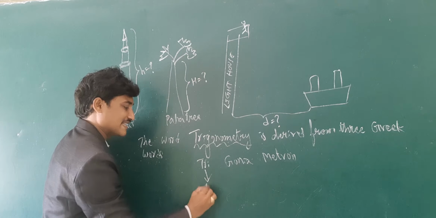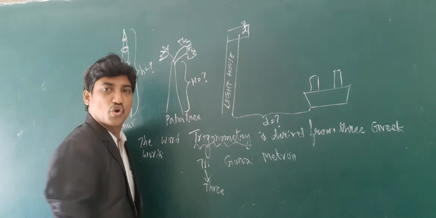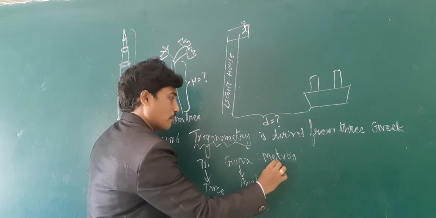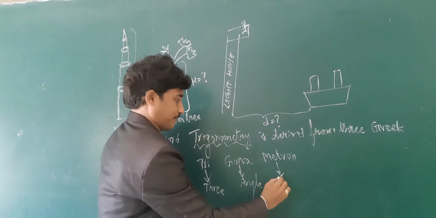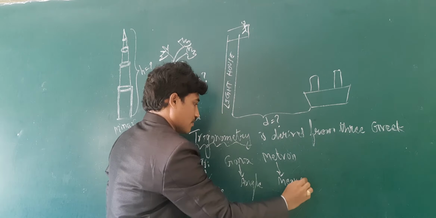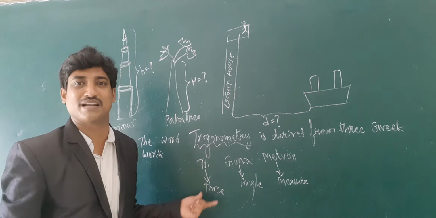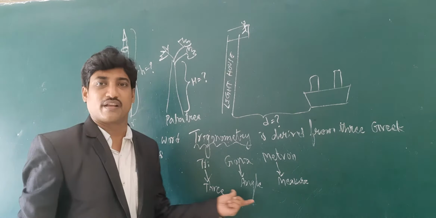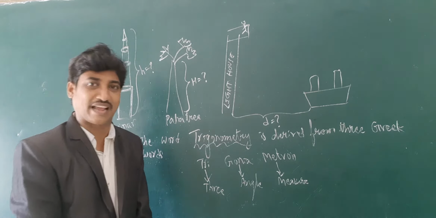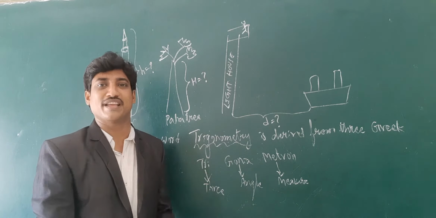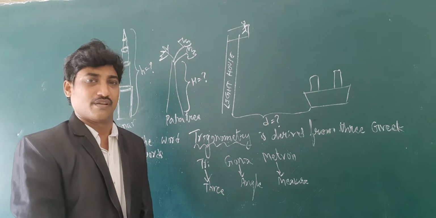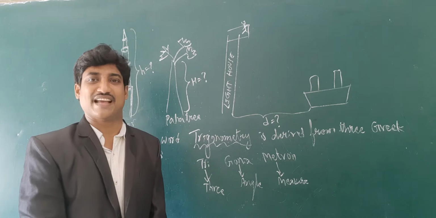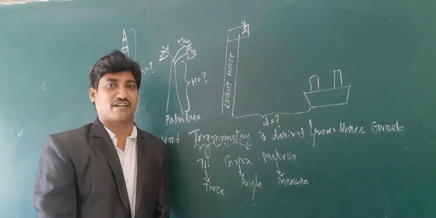Here, tri means three, gonia means angle, metron means measure. So trigonometry is nothing but three angle measure. We can see three angle measure in triangles. So trigonometry is the study of relationships between sides and angles of a triangle.